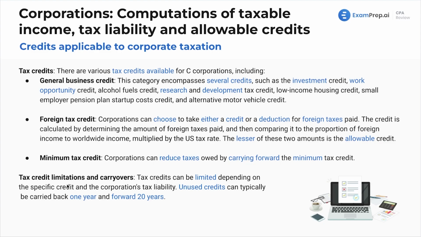We've got some limitations and carryovers. Now, tax credits can be limited depending on the specific credit and the corporation's tax liability. Unused credits can typically be carried back 1 year and forward 20 years. Just the carrybacks and carryforwards, I would just always know those whenever we mention them throughout the exam. Now, it's important to note that for C corporations, they got to be aware of these regulations and these credits. Make sure you apply them correctly, especially you as the test taker. You're going to be the one having to do this.